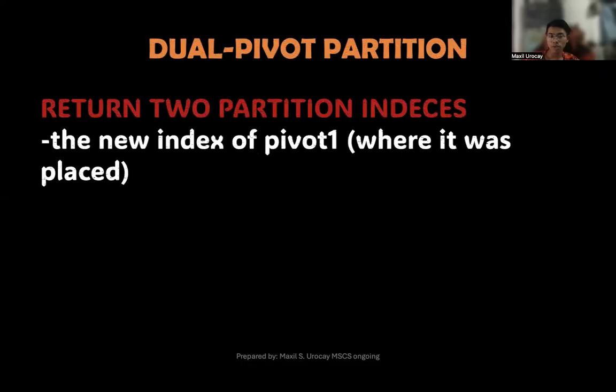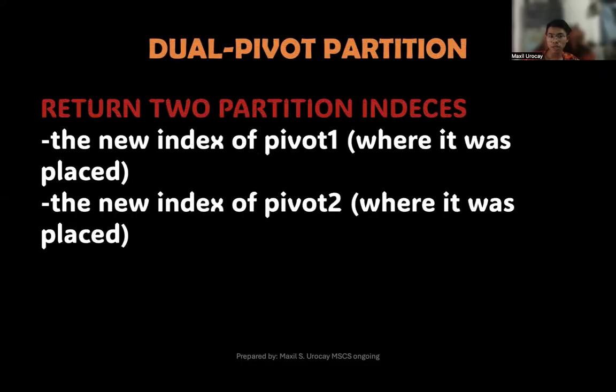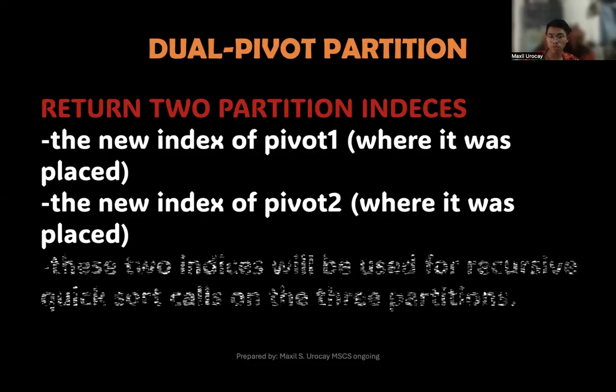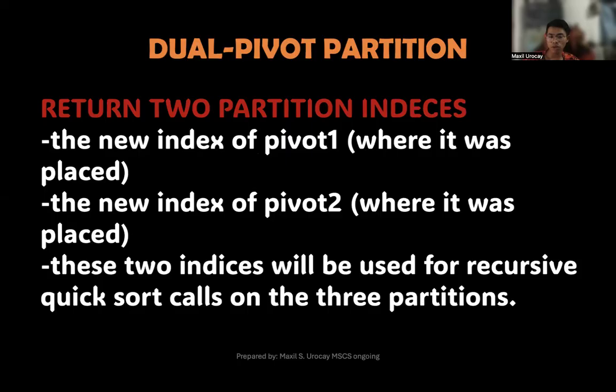So for this one, return the two partition indices: the new index of pivot 1 where it was placed, and the new index of pivot 2 where it was placed. These two indices will be used for the recursive quicksort calls on the three partitions. That ensures as well that pivot 1 and pivot 2 will already be put into the right place.